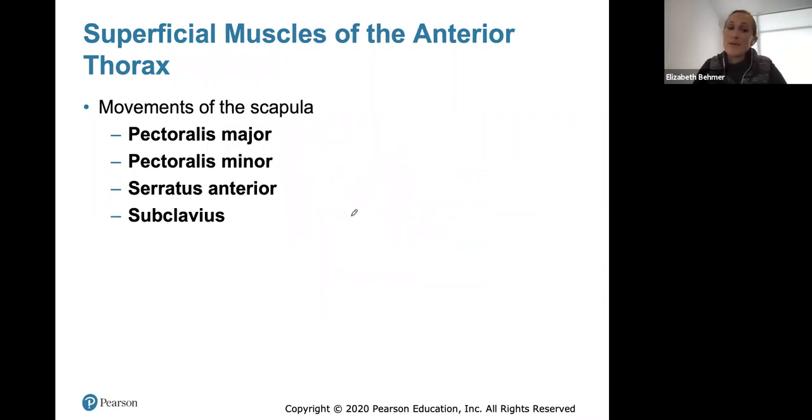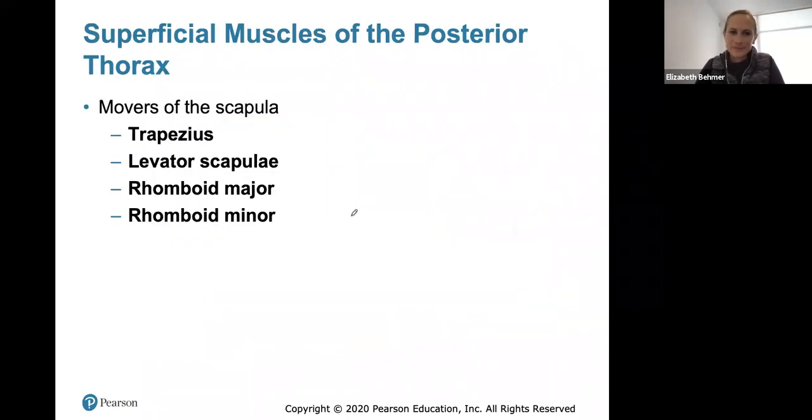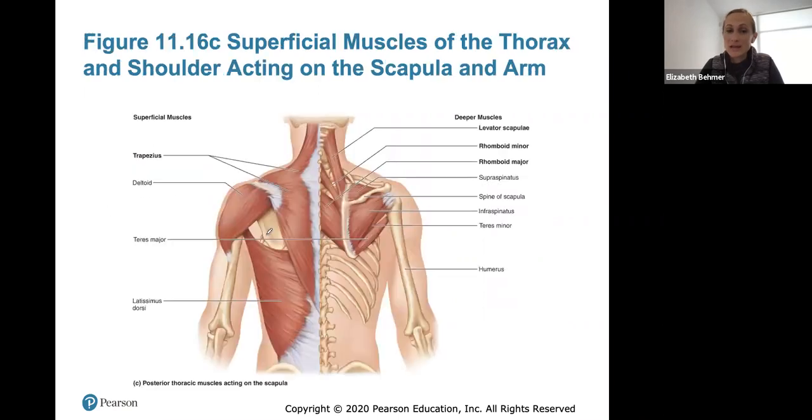Movements of the scapula: we have the pec major, pec minor, serratus anterior, and subclavius. I'm going to go over some of these rather quickly, because a lot of this will just be used for studying where these muscles are located. Movers of the scapula, these muscles help to move your shoulder blade.